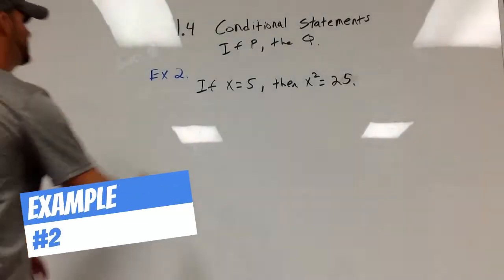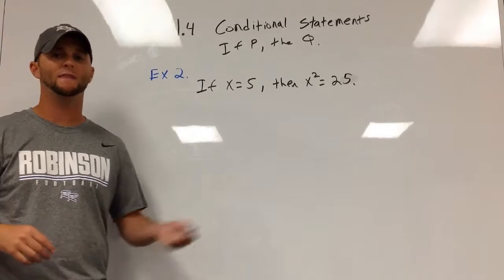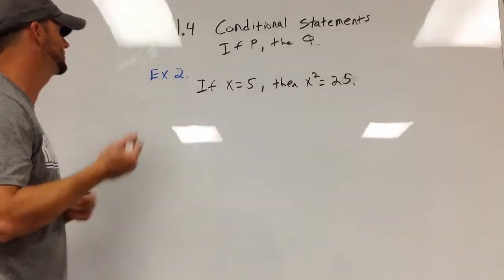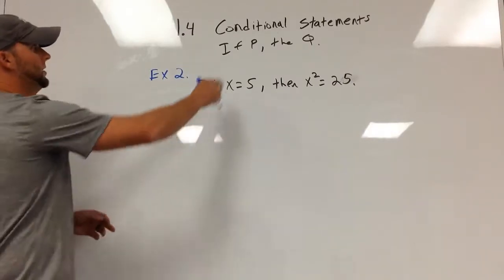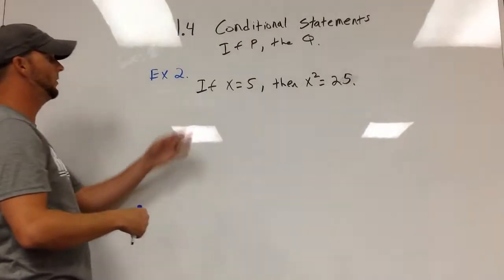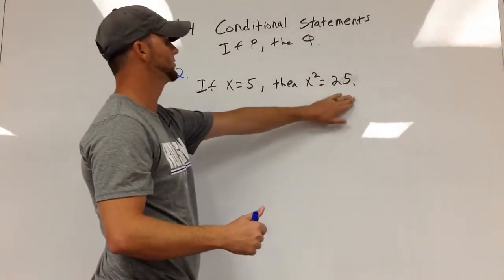Alright guys, so let's look at example number 2. On example number 2, all it wants me to do is point out the hypothesis, point out the conclusion, and tell me what the truth value is. So let's look at this statement here. This is a conditional statement because it's an if-then statement. So if x equals 5, then x squared equals 25.